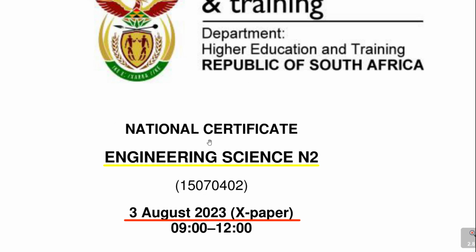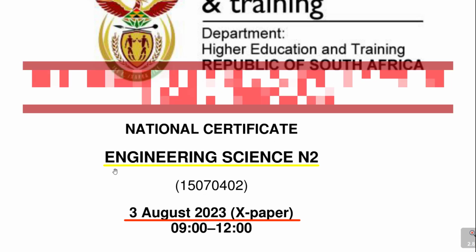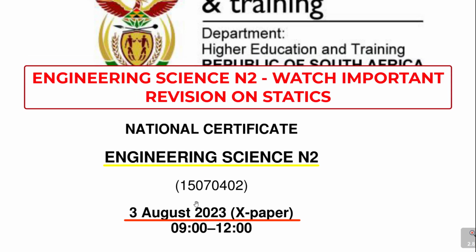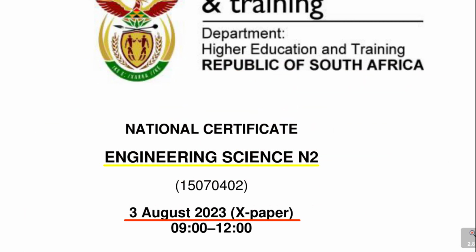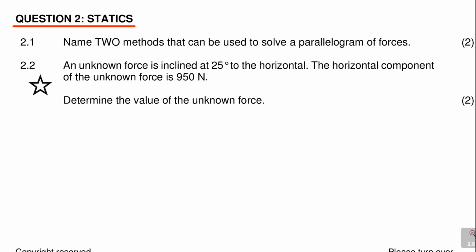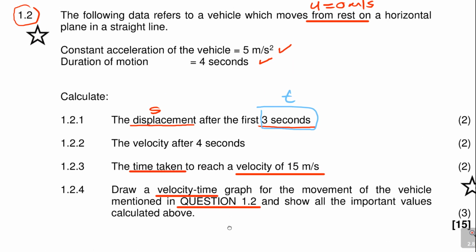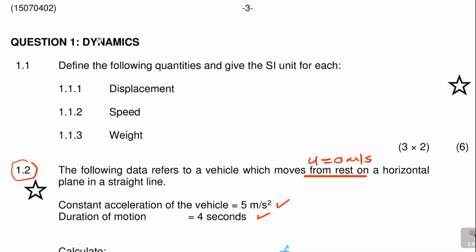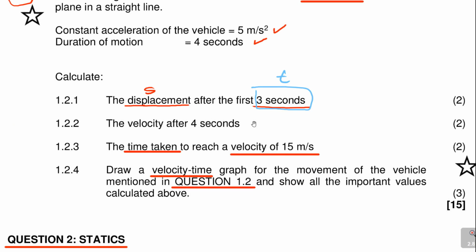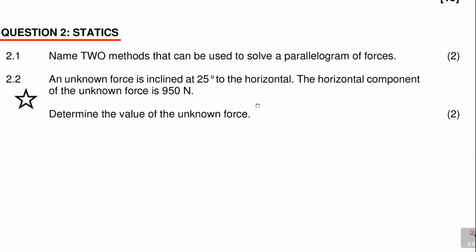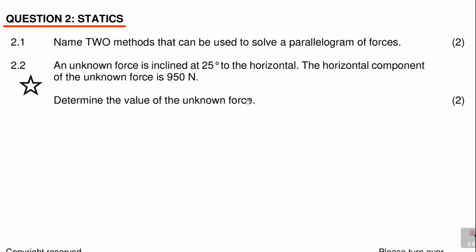My name is Confident and welcome to the continuation of the revision of this paper, Engineering Science N2, which was written in August 2023, and already we've looked at some questions. We looked at the first question, which is dynamics. So if you haven't gotten hold of that, check our channel. So now we are looking at what? Statistics. And then here, let's look at 2.1 here.